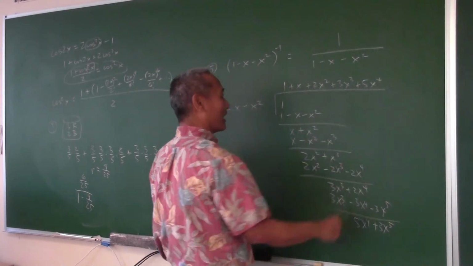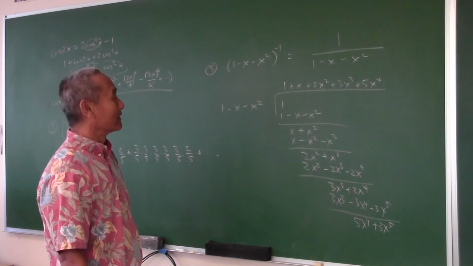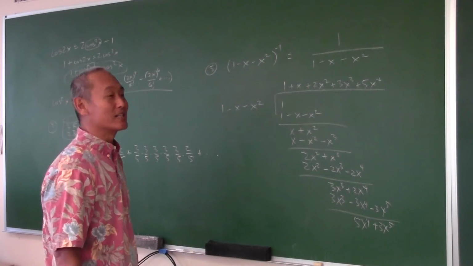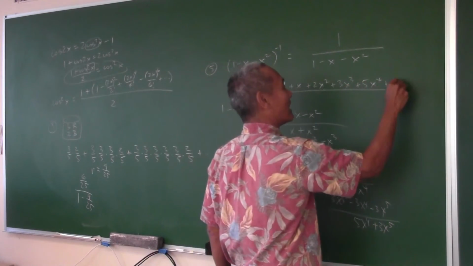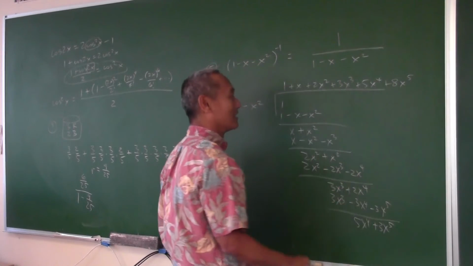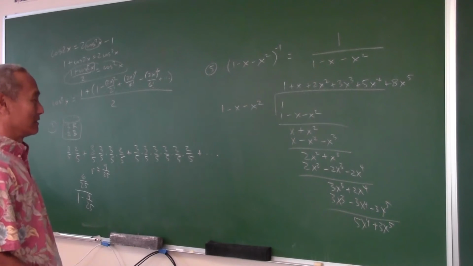5x to the 4th. And then, Mr. Park, I see a pattern. Hey, that's the coefficients of the Fibonacci numbers. Oh yeah, so then the next one is going to be 8x to the 5th. If that doesn't bring tears to your eyes, nothing will.